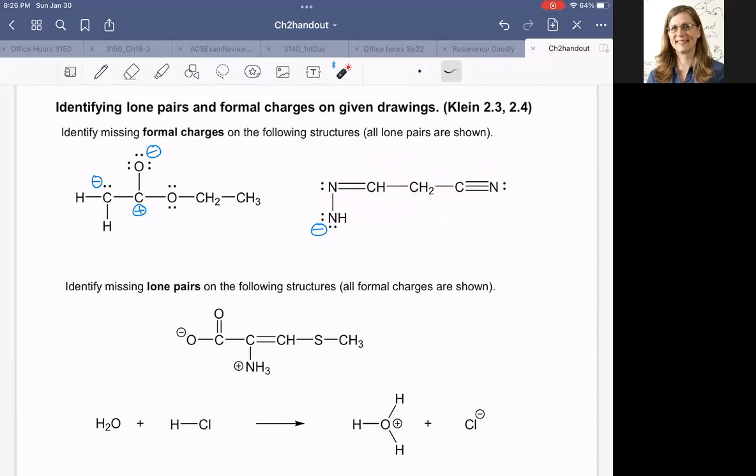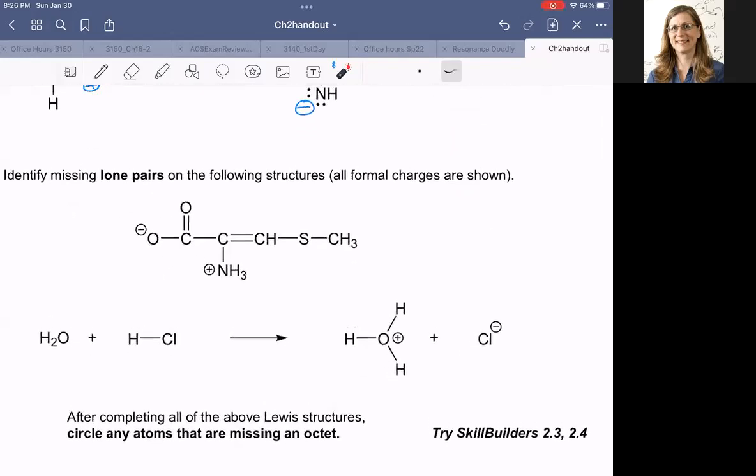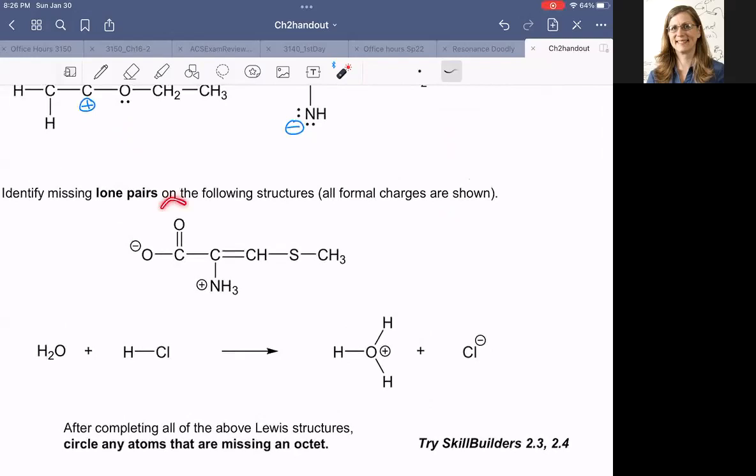All right, now can we go the other direction? What if I show you all the charges? Can you determine where there are missing lone pairs? So if we look at our next one, how about a neutral oxygen? A neutral oxygen that has lone pairs, right? That has 2 lone pairs to match its 2 bonds. That comes up to a neutral oxygen.